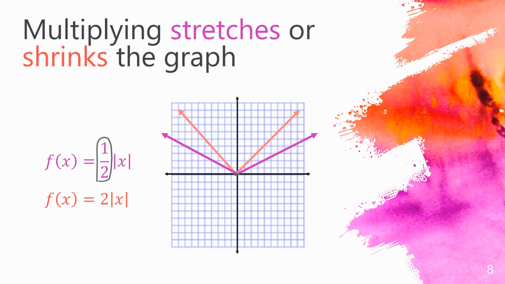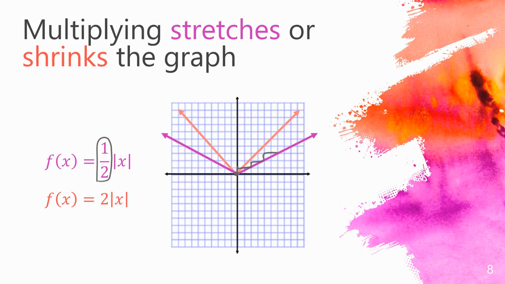Now notice the vertex has not changed, okay? Because we're not adding or subtracting either inside or outside the absolute value. Multiplication changes the slope. So instead of up 1 over 1, now I'm up 1 over 2 to get each subsequent point.